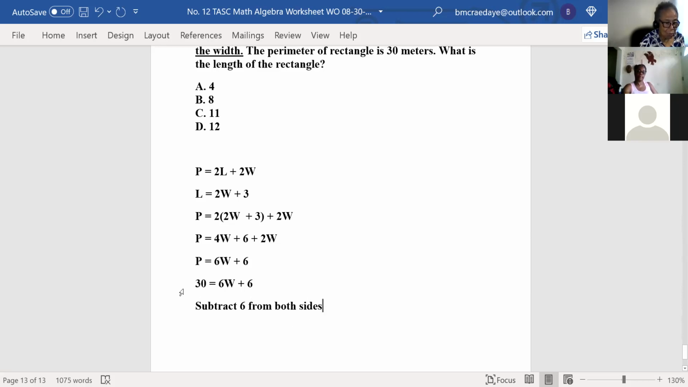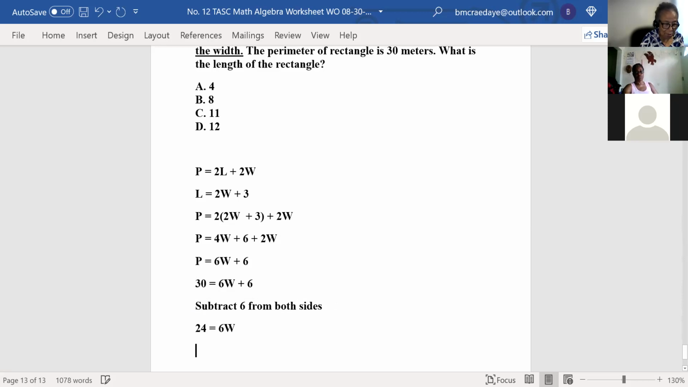And that will give you what? So therefore you have 24. So yes, subtract 6 from both sides. So you have 24 equals what? Well, 6 minus 6 is 0, right? So that would just be 6W.